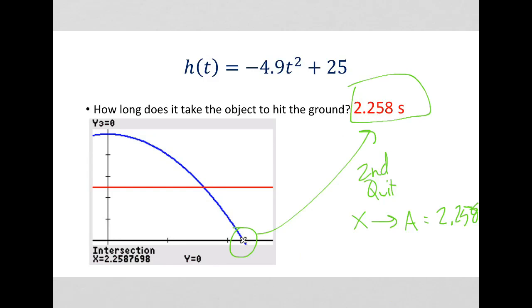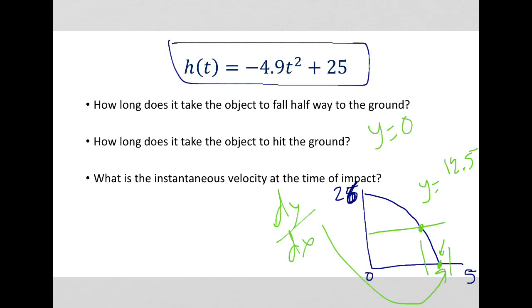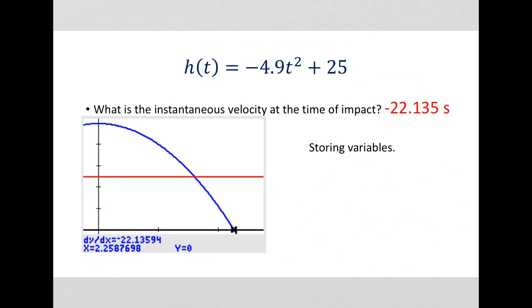It'll keep it precise, because then when you go back to your graph to find that instantaneous velocity, aka the derivative, second calculate option 6 dy dx, then you can type in the value of a. You can do little x equals a to get the precise value of the derivative, negative 22.135. If you're off a little bit, you know why you are.